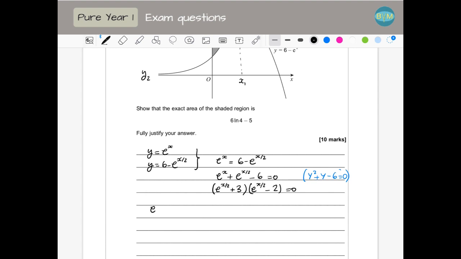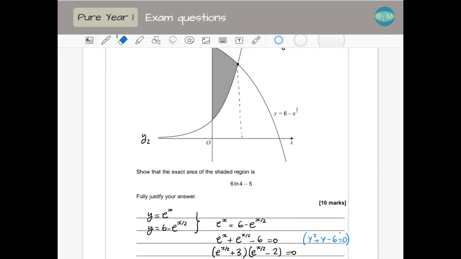So my two solutions are going to be e to the power of x halves equals minus 3. That cannot be, because e to the power of something cannot be negative, so this is not giving me solutions. And the other one is e to the power of x halves equals 2, which means x halves is going to be ln 2, which means x is 2 ln 2. Or if you want to, squaring the 2, it could be the same as ln 4. Yeah, either way. So this is this x1 that we wrote here. So this is ln 4.